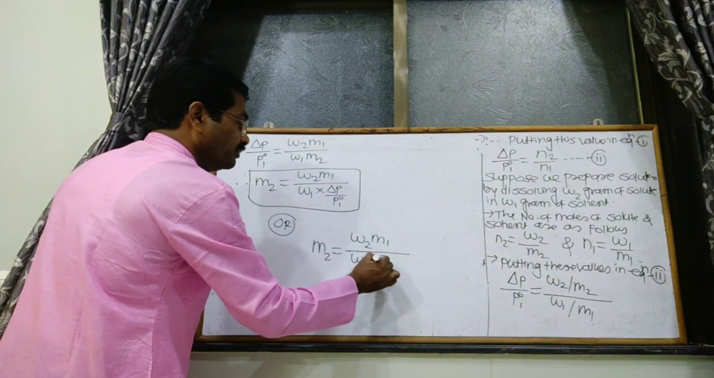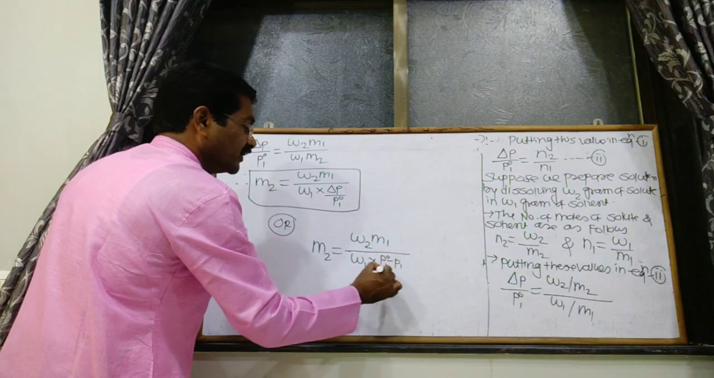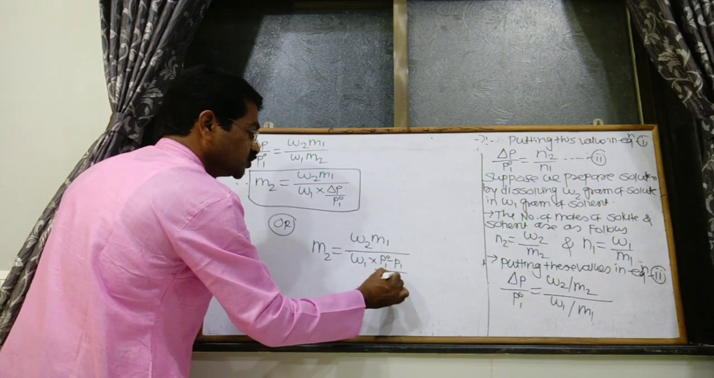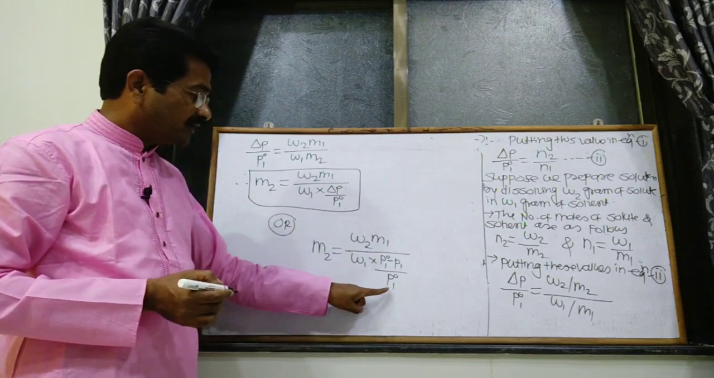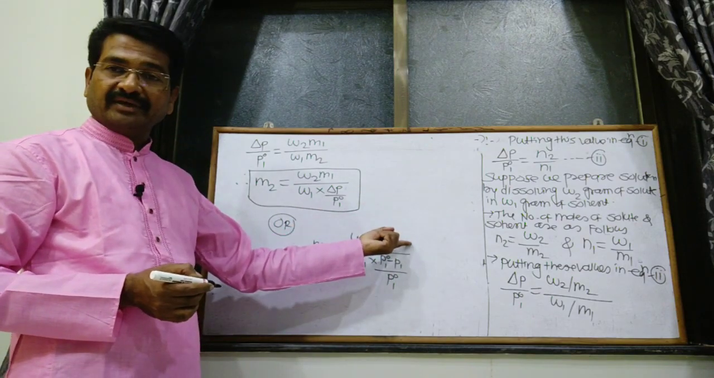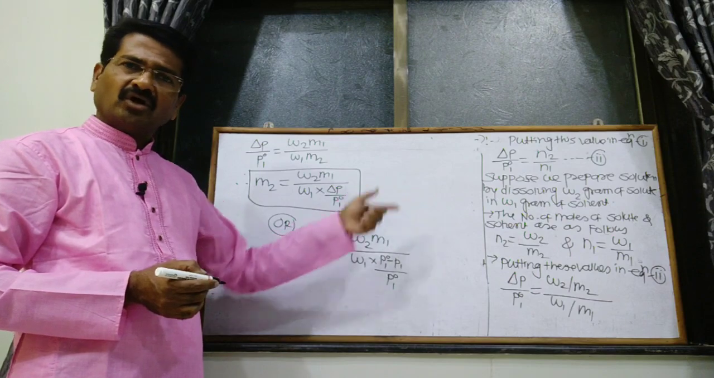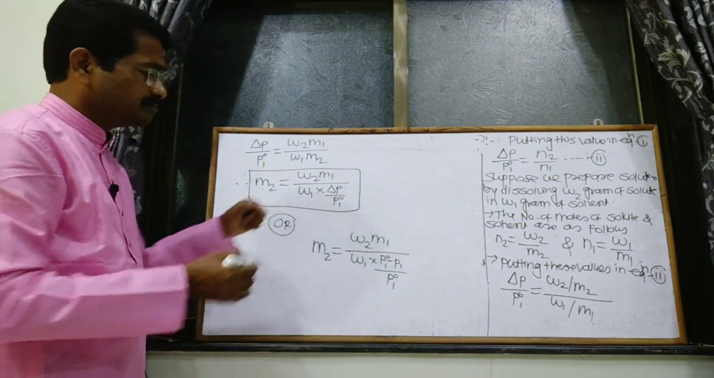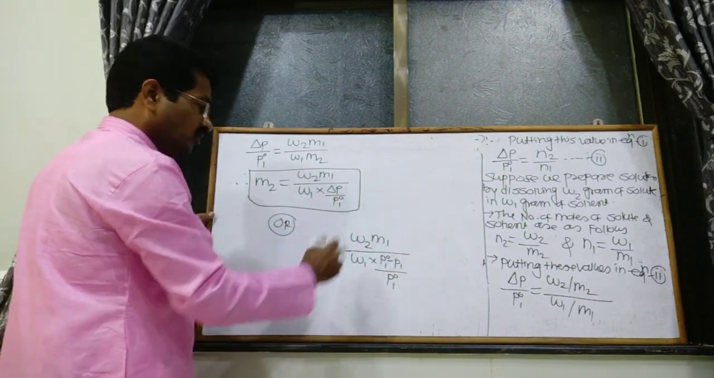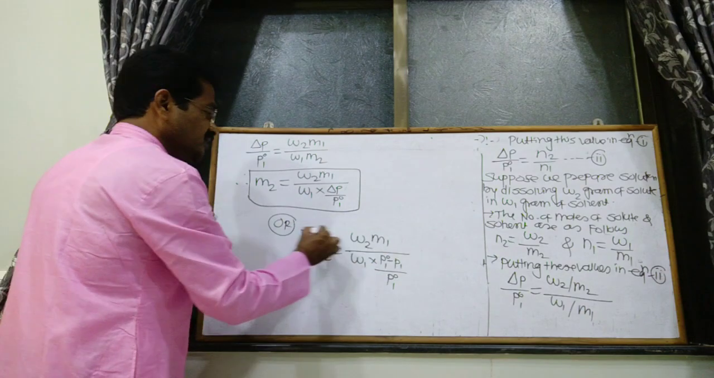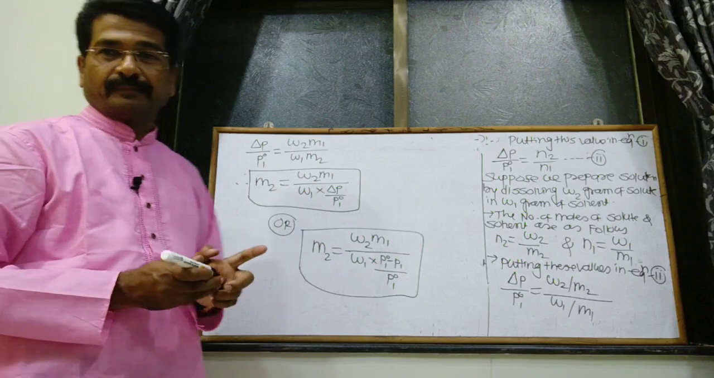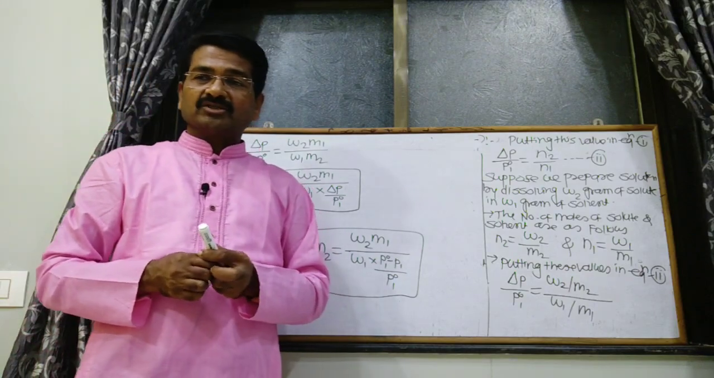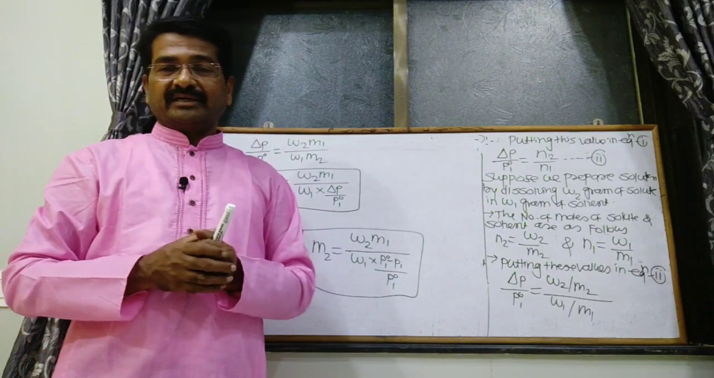P01 minus P1 divided by P01. This P01 can again be put on the upper side, so this formula can also be used this way. So here the molar mass of solute can be calculated.